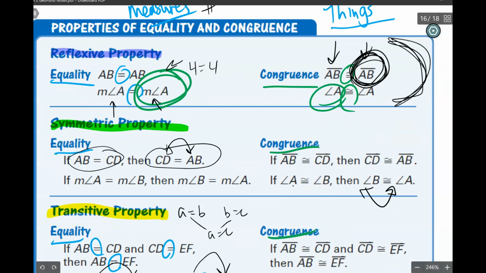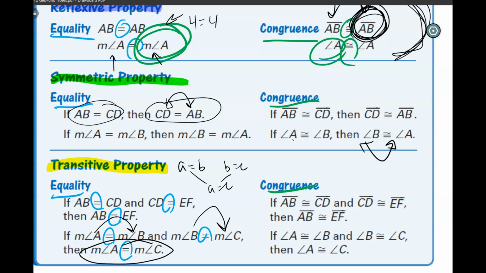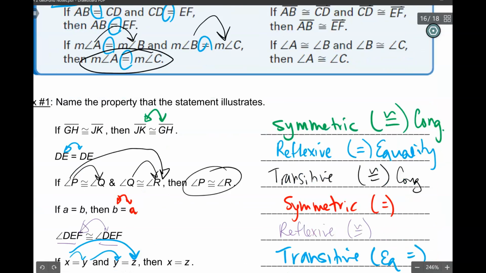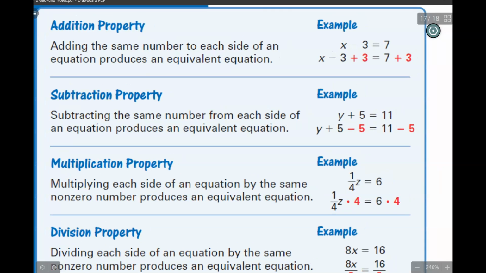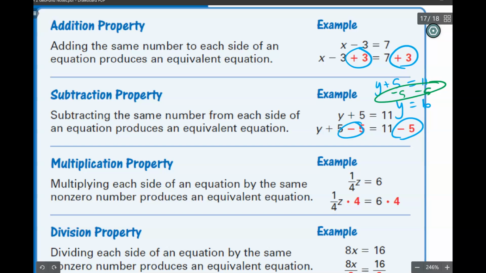So notice we only have equality on the left side. So we only can do these with lengths of segments or measures of angles. The addition property, you're just adding the same thing on both sides. Subtraction property, you're subtracting the same thing on both sides. So if I have y plus 5 equals 11, and then I have something like y equals 6, well, what did we do? We subtracted 5 from both sides. That would be the subtraction property. If I would have 1/4 z equals 6, then all of a sudden I have z is equal to 24. What did I do? I multiplied by 4 on each side. I multiplied by 4, so that's a multiplication property.